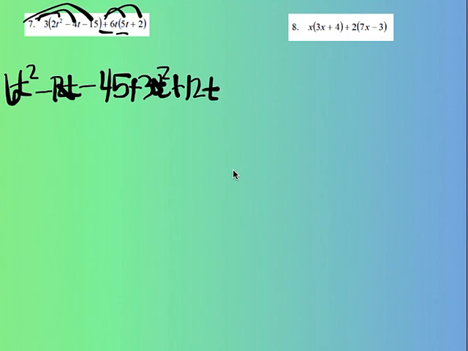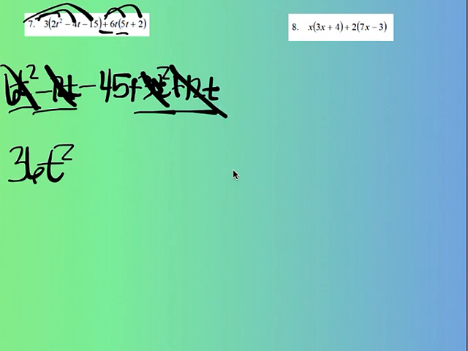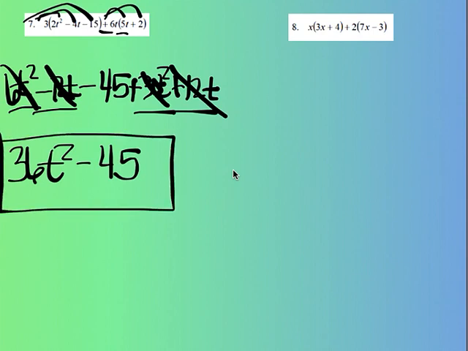So now I need to write that in standard form. So I need to have my exponents going in descending order. So 6t squared plus 30t squared is going to give me 36t squared. And then I have negative 12t plus 12t. Well, those are actually going to cancel out. So I don't even have that left. And last but not least, I'm going to have minus 45 because there's no other term to add that to. So now that's in standard form. So that's my final answer.